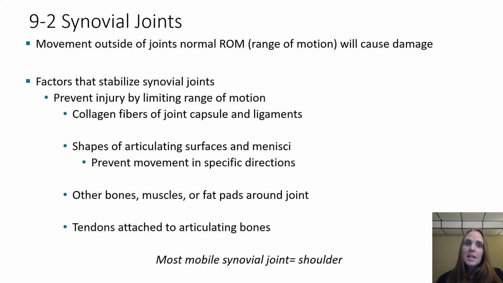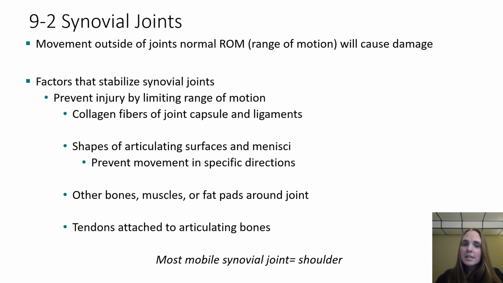Factors that help stabilize synovial joints and prevent injury by limiting the range of motion include the collagen fibers that are in our joint capsule and ligaments, the shapes of the articulating surfaces and those menisci. The actual shape of the bone or those meniscus, those cartilaginous pads, can actually affect how the bones can move against each other. Other bones, muscles, or fat pads around the joint are also going to help stabilize. And then those tendons that attach to the articulating bones, attaching that muscle to the bone, will also stabilize it.